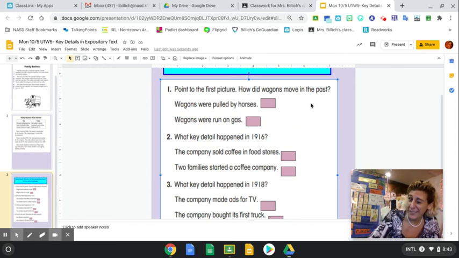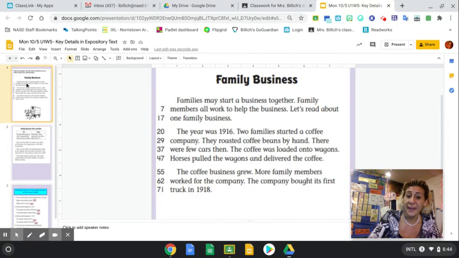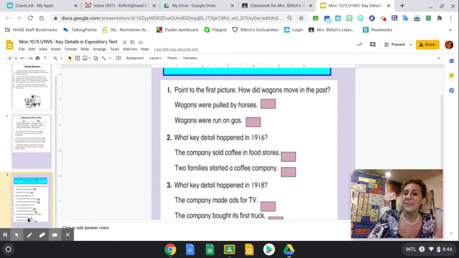Hopefully they could look at the chart for that because it said about 1916 and today, and put the X next to what choice was correct. Key detail about what happened in 1918. They'd have to look back at the text for that. Oh, this mentions 1918. Looks like they bought their first truck. So again, it's looking for key details.